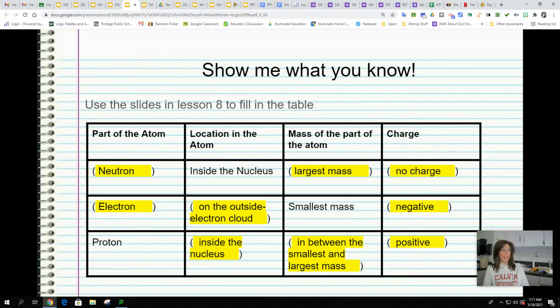The neutron is located inside the nucleus. Neutron sounds like neutral. Neutral means no charge, so it does not have a charge. And it's the largest mass of the three. All right.